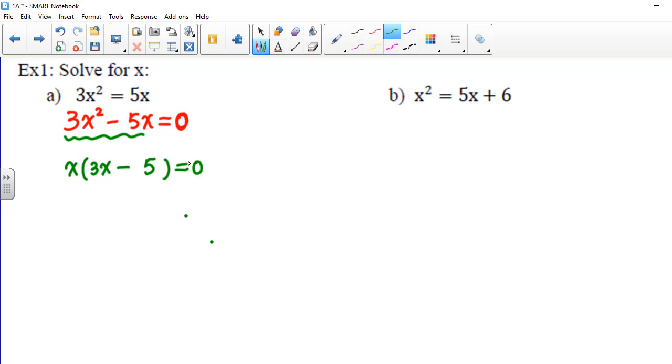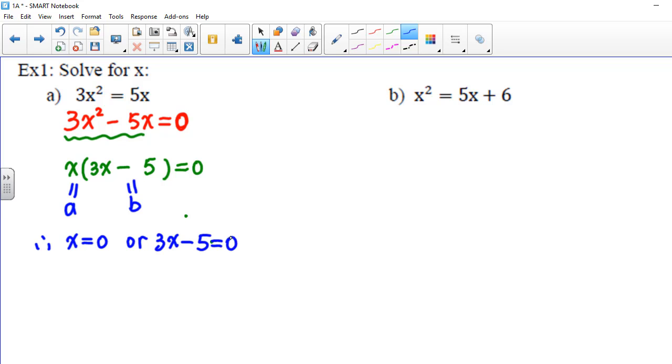Right now, let's apply step 3. Use the null factor law. Take this one as a. Take the pair of brackets as b. a times b equals 0. a is 0 or b is 0. So here, your a is x. So x is 0, and your b, 3x minus 5, is 0.